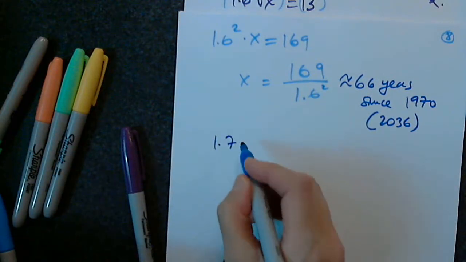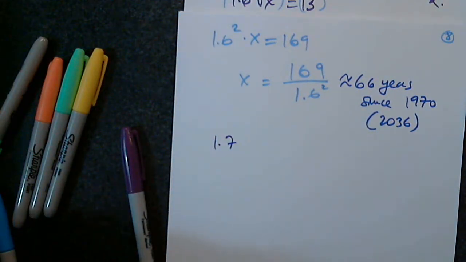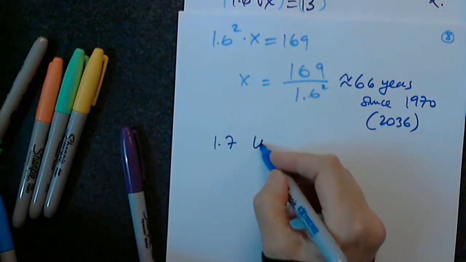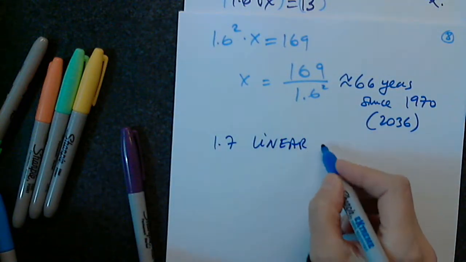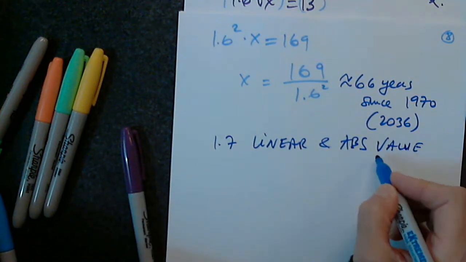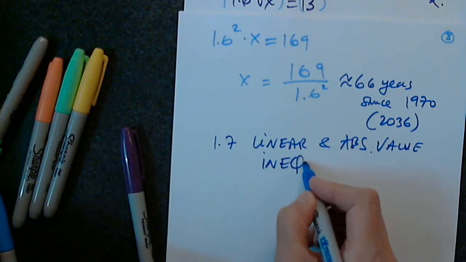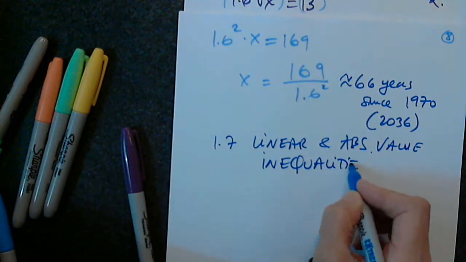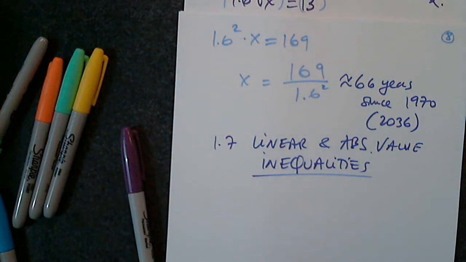So 1.7, absolute value inequalities and linear inequalities. And first, linear and absolute value inequalities. Yes, indeed. Okay, so let's start with an easy situation.